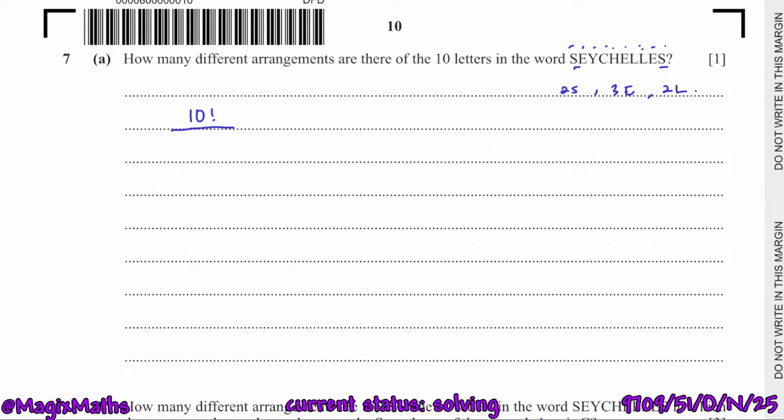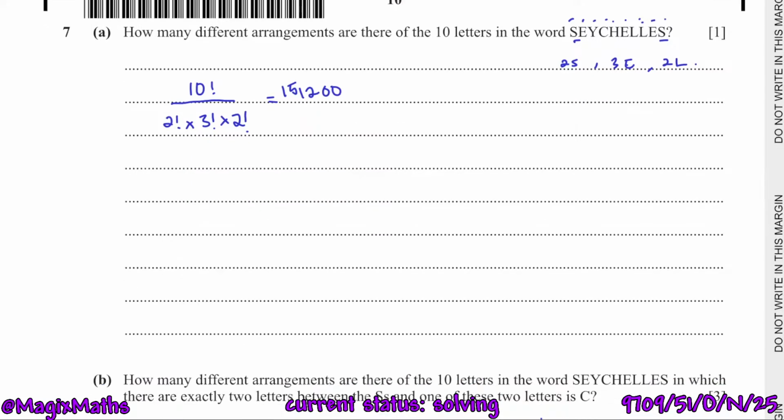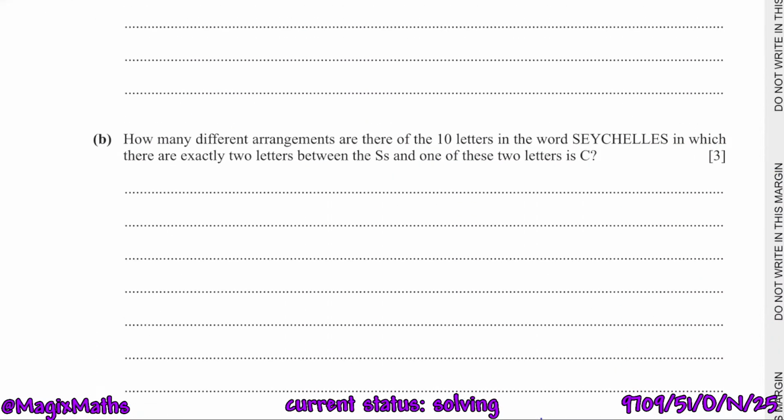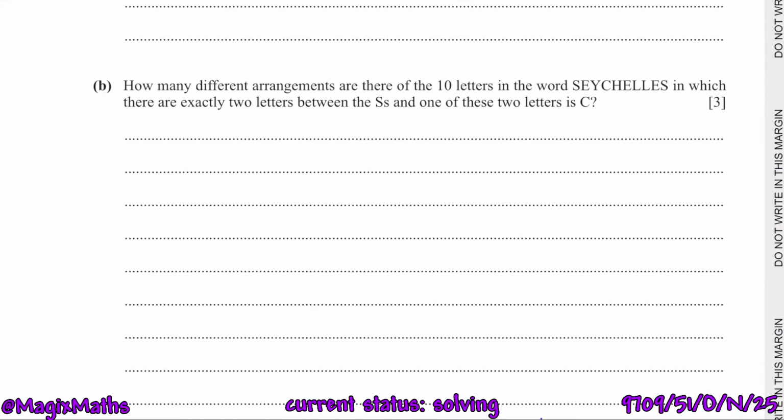But then we divide it by the number of repeated letters. So we have two S's, 2 factorial, times 3 factorial for the E's, times 2 factorial for the L's. So that totals up to 151200. Looks nice.